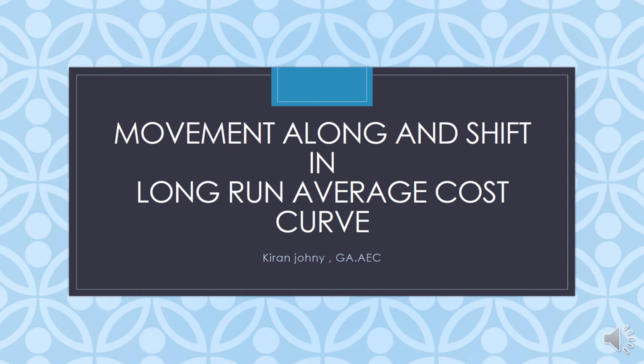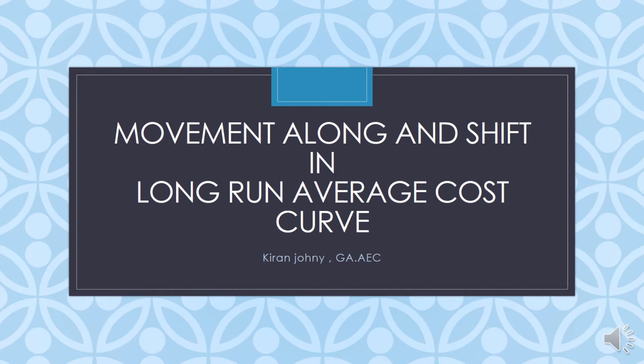Hi, good morning friends. So today we are going to discuss movement along and shift in the long run average cost. We are already familiar with the long run average cost curve from my last classes, and now we are going to deal with how it will shift and how it will move. In this class we are also going to discuss what external economies of scale and external diseconomies of scale are. So all those things will be dealt with in this class.